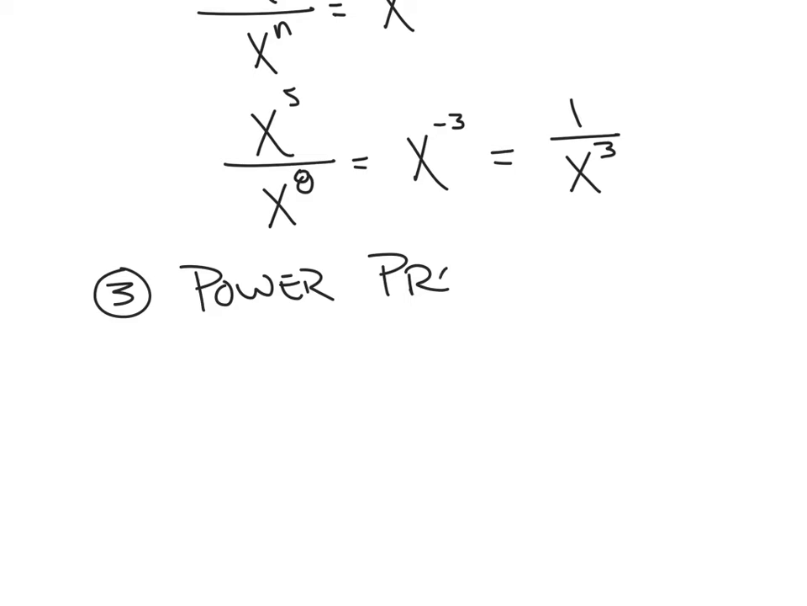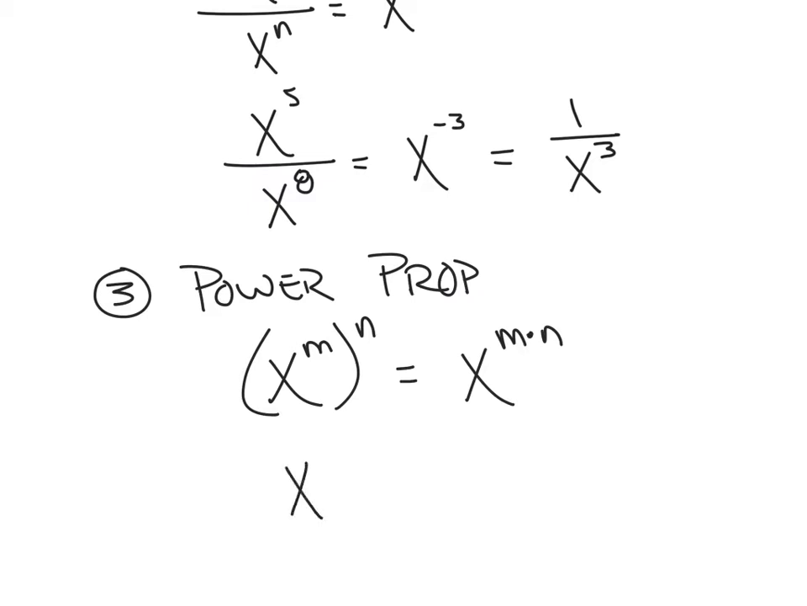Our third big property is called the power property, and this says if you take an expression like x to the m and then you raise that to the nth power, we're going to multiply the two exponents, making it x raised to the m times n. So definitely compare property number 3 with the first one we wrote down and notice the difference. So if I took x to the 5th and I raised that to the 8th, what I'm really saying is I want to take x to the 5th and I want to repeat it 8 times.